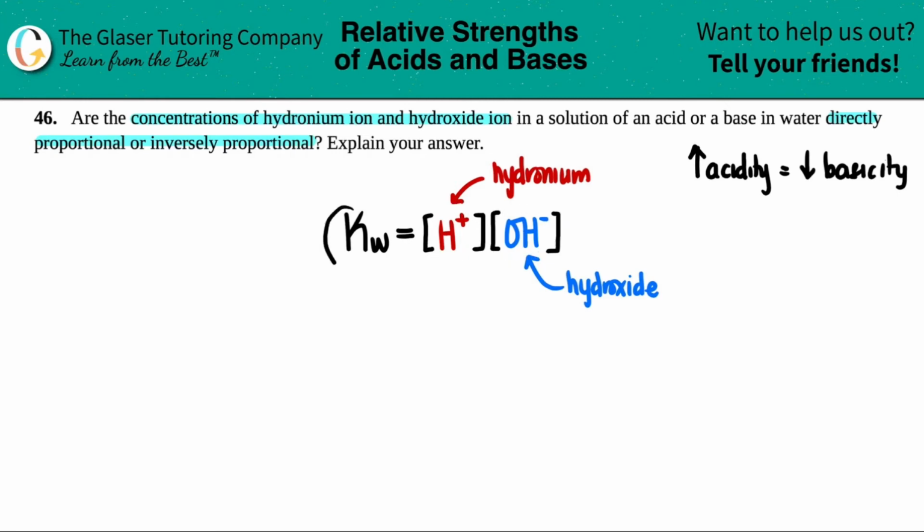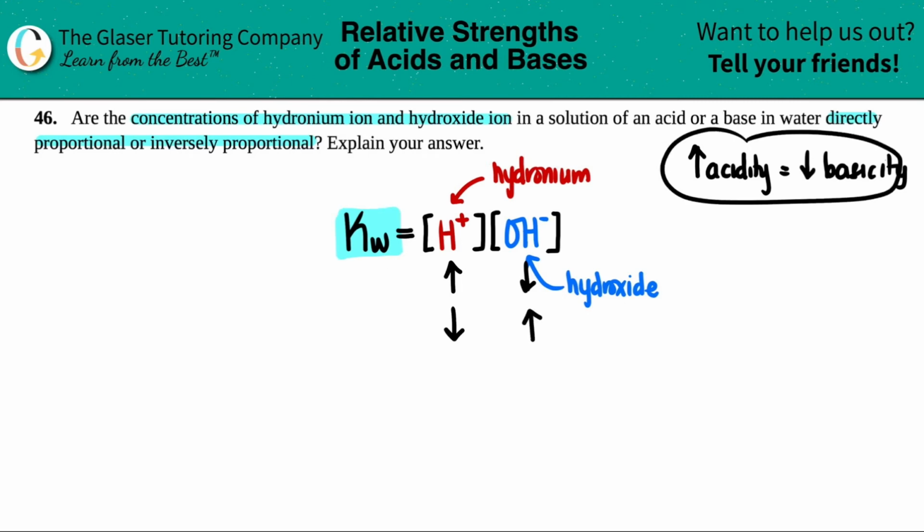Now just know that Kw is a constant value, so this side has to stay constant. So if this has to stay constant, if I increase my H plus, if I want to get the same number, what am I going to have to do with my OH minus? Yeah, this has got to go down. And if I decrease my H plus and I want to keep this as the same number, this has to go up. So it basically comes back to the acidity-basicity rules.